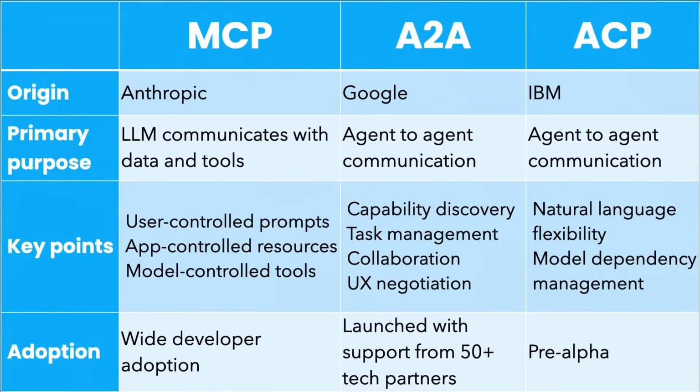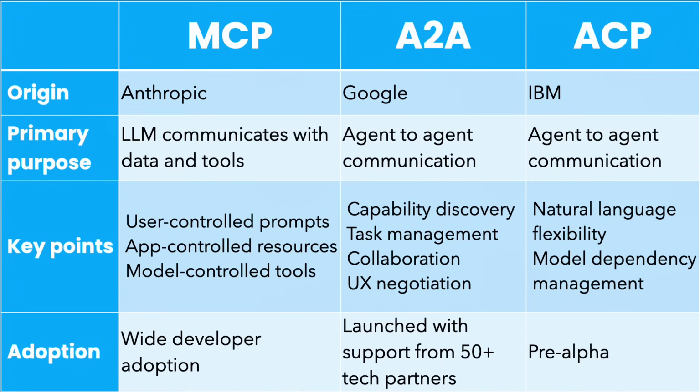When we compare their architectural approaches, we see that MCP has a clear separation between user-controlled prompts, application-controlled resources, and model-controlled tools. A2A is built around task-oriented communication between client and remote agents, with capabilities like agent cards for discovery. And ACP takes a more evolutionary approach, focusing first on practical features for natural language processing before solidifying standards.